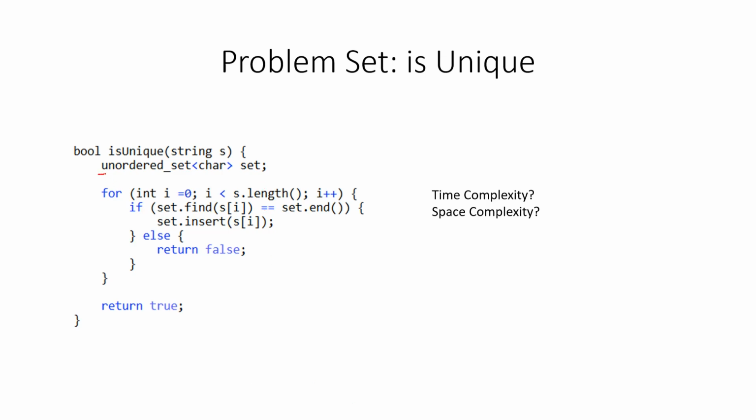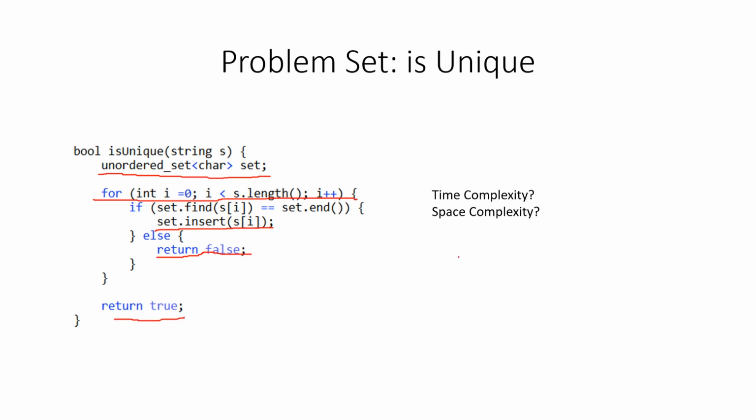We create the hash set. In C++, the hash set is unordered_set. Then we go through the string, and for each character in the string, we check whether we have that element in the set or not. If we don't have that element, we insert it into our set. But if we have already seen that element before, we just return false. And after checking all the elements, we just return true.